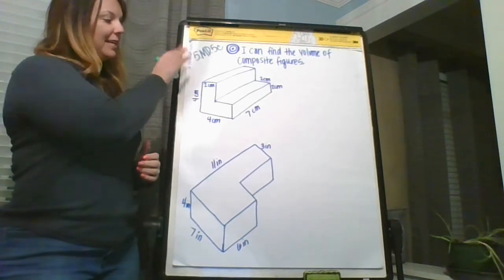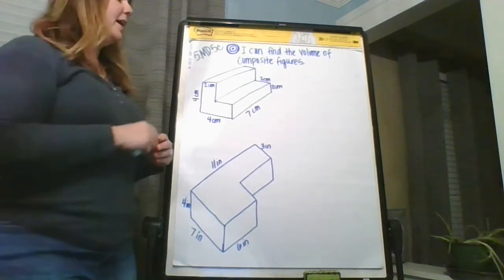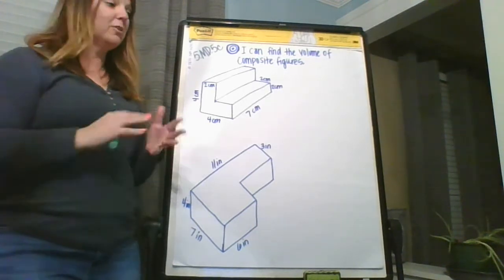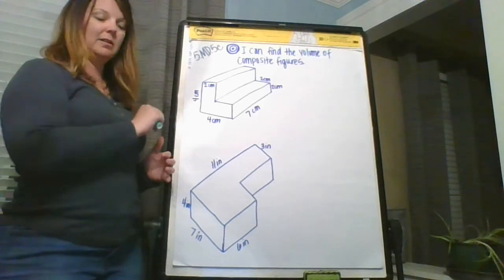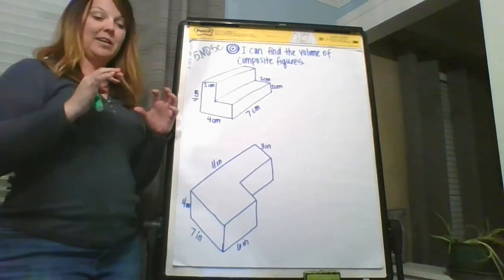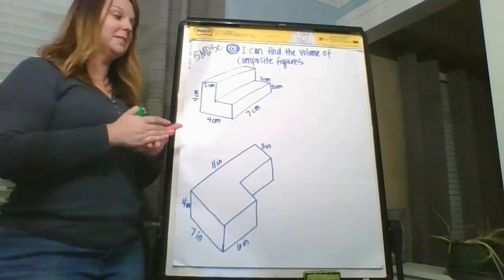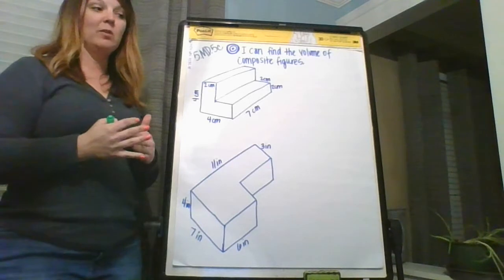So basically, these are just shapes that are composed or made up of rectangular prisms that are different sizes and they're put together. So I'm going to break apart. That's basically how you're going to do this. You're going to break the composite figures down into rectangular prisms, find the volume of the rectangular prisms, and then add those together.